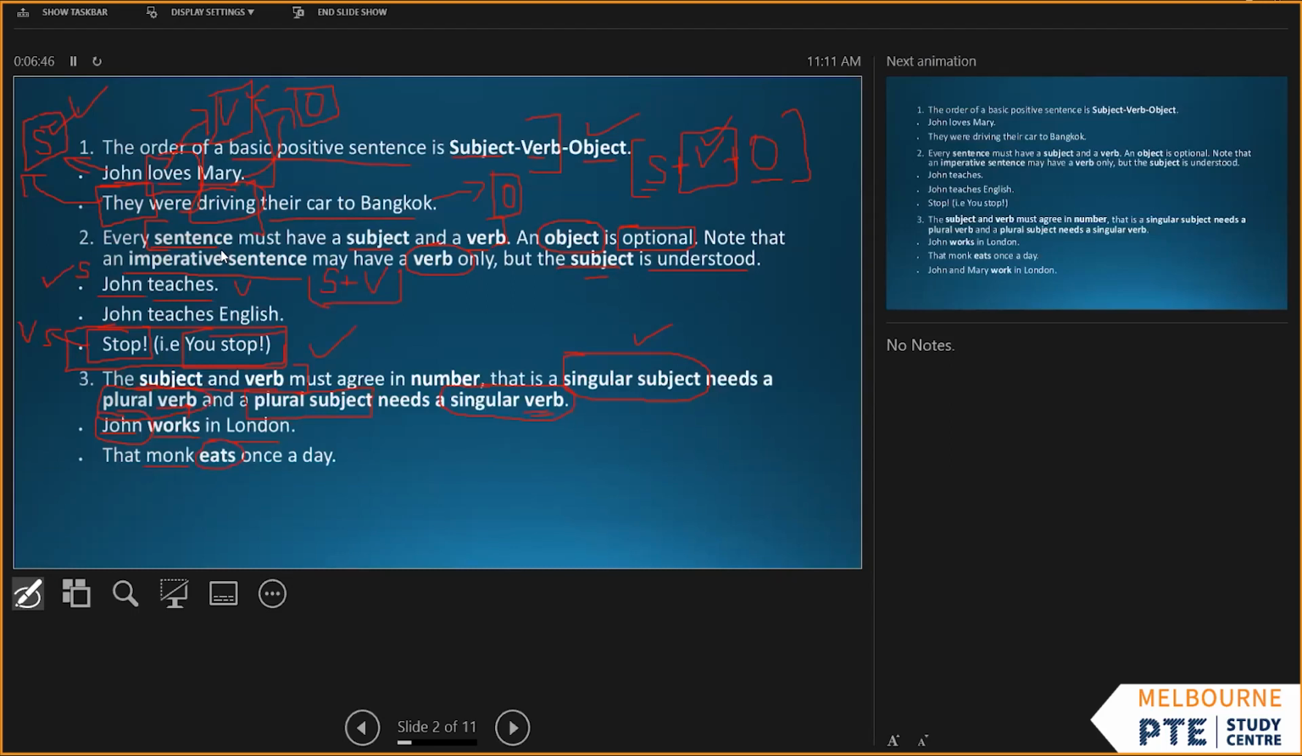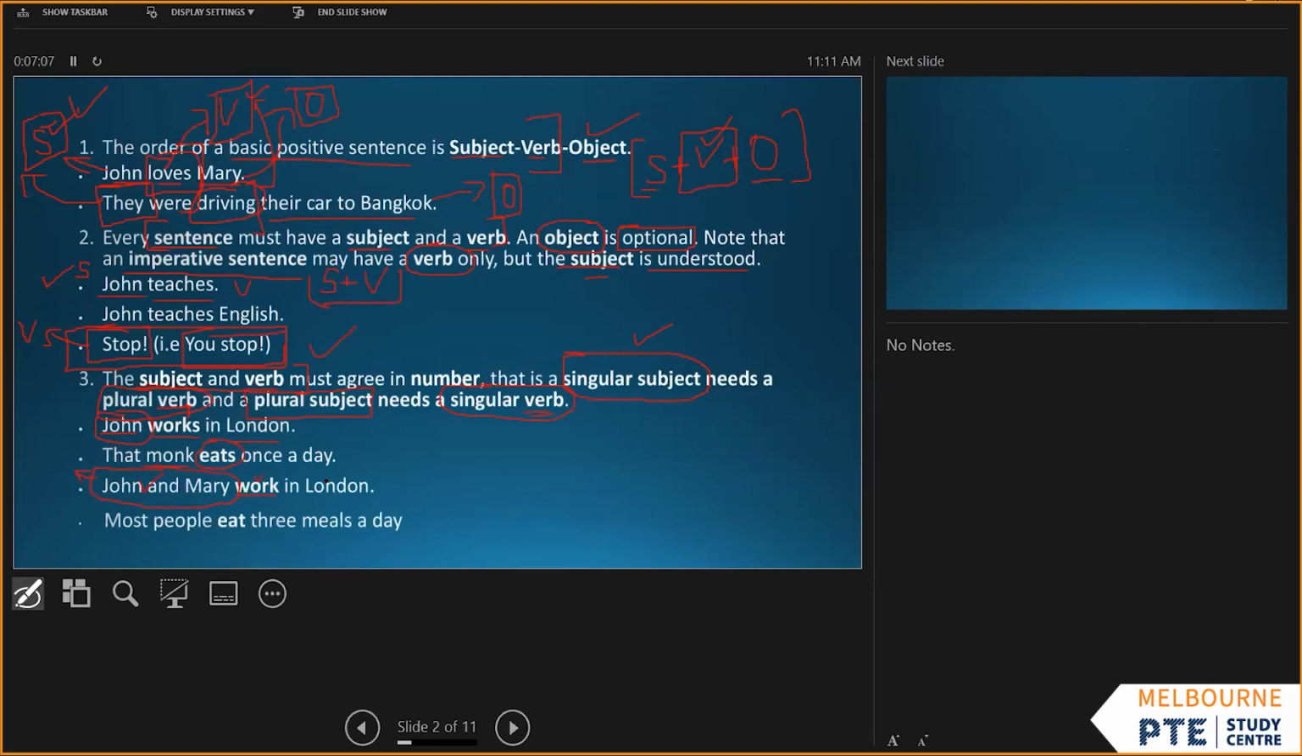All right. But let's just say, if I now make my subject plural, the verb will be singular. Okay. So John and Mary, that's a plural subject. So the verb will become singular now. And the same thing applies, let's just say, if I've got people as my subject, so the verb will be singular then. Okay, remember this rule. This comes in quite handy at times for both your reading FIB and also reading and writing fill in the blanks.